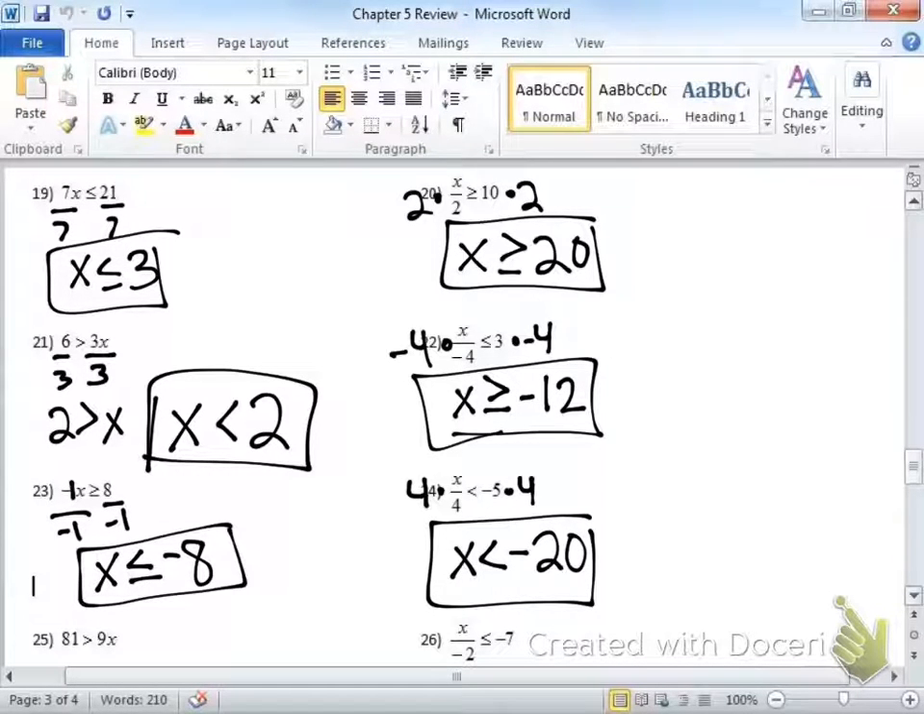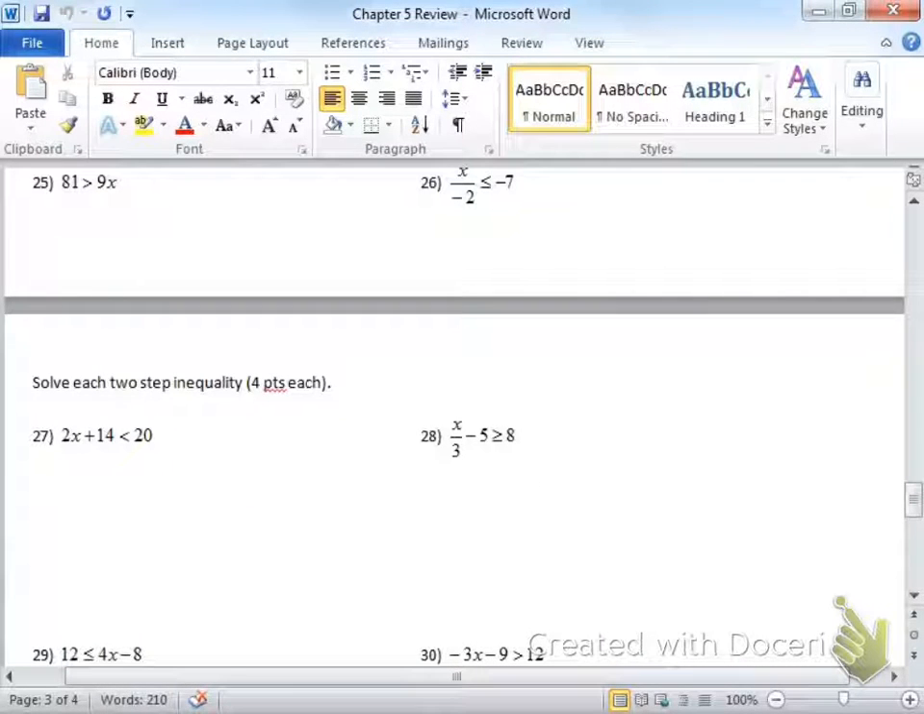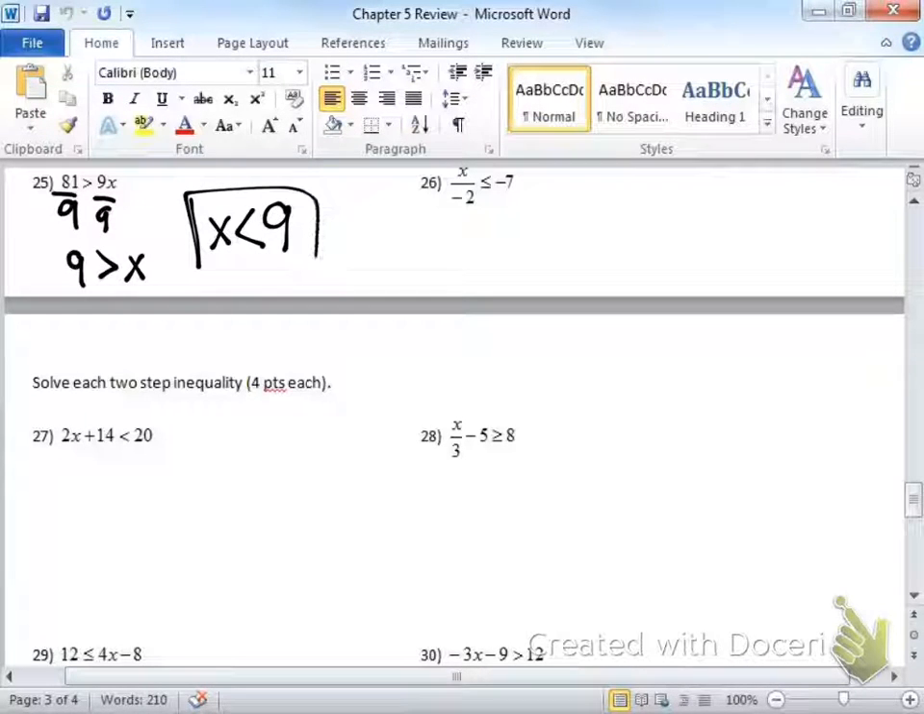Raise your hand if you'd like a little bit more explanation on any of the problems on the board. So number 25, I need to divide both sides by 9. Again, this is going to take some rewriting because the x is in the back, but I want x in the front. 9 was bigger, 9's still bigger.